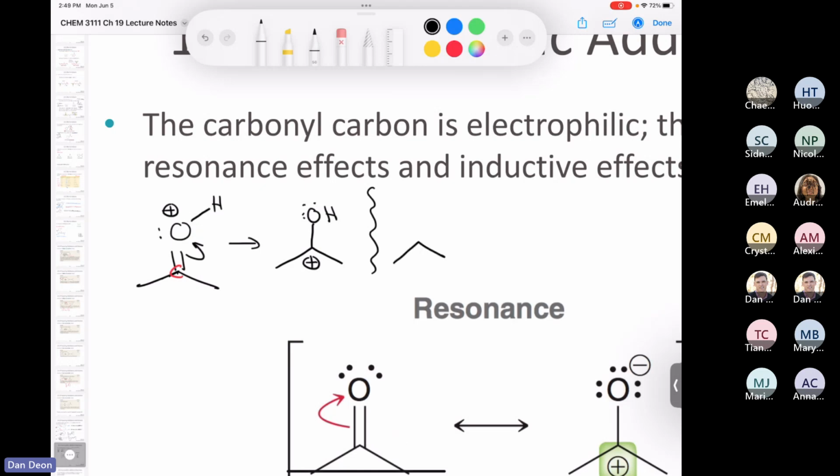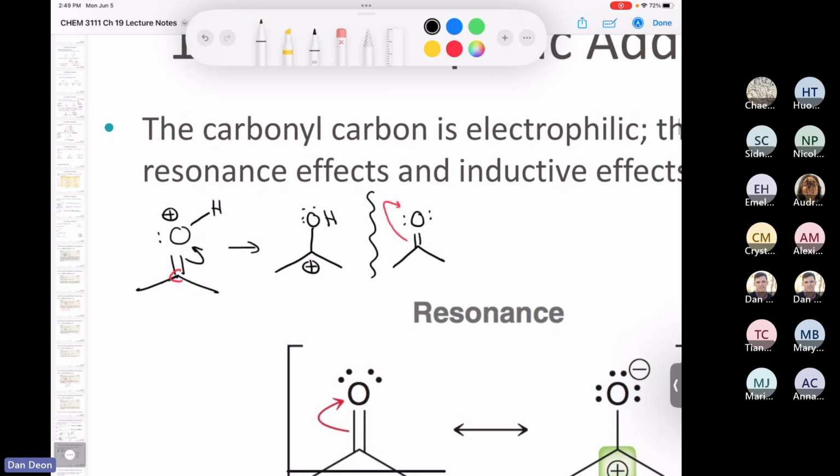If you have just a regular old ketone like this, yes, you can draw a resonance form like this, right? But then that positive charge is balanced out by a negative charge on the oxygen, right? So in this one, we have just a complete total positive charge on that carbon, whereas in the other one, it's going to be balanced out by a negative charge. Does that make sense now?